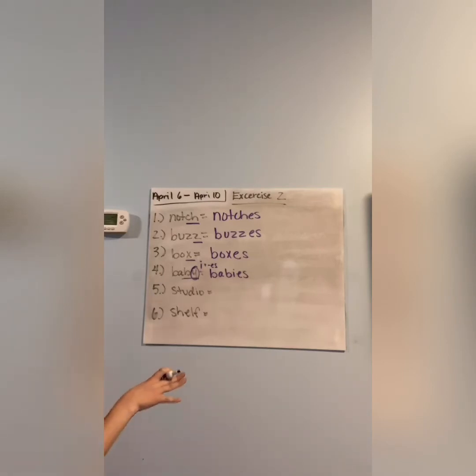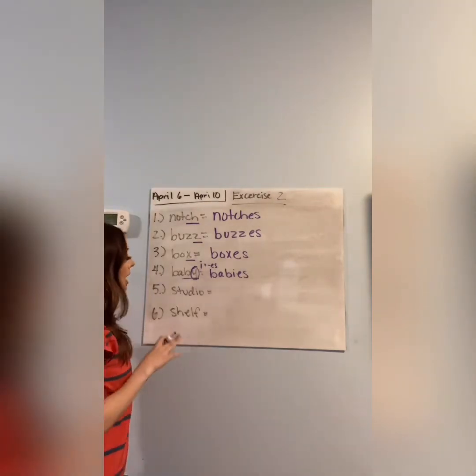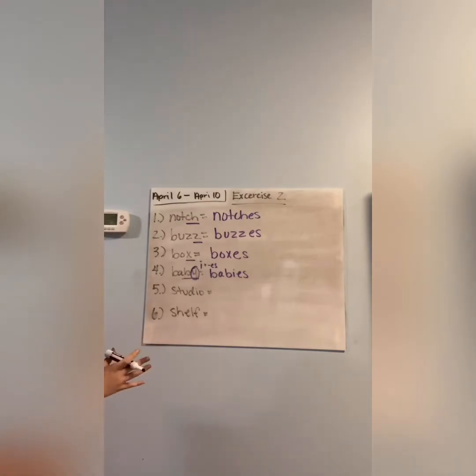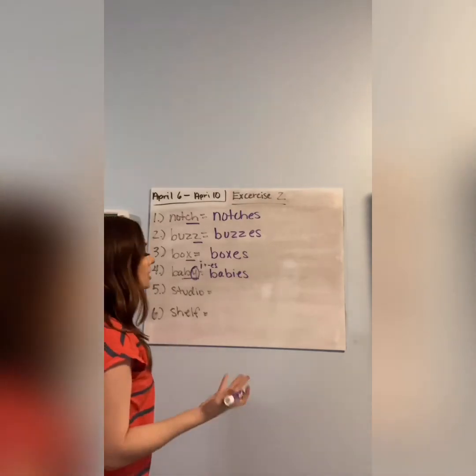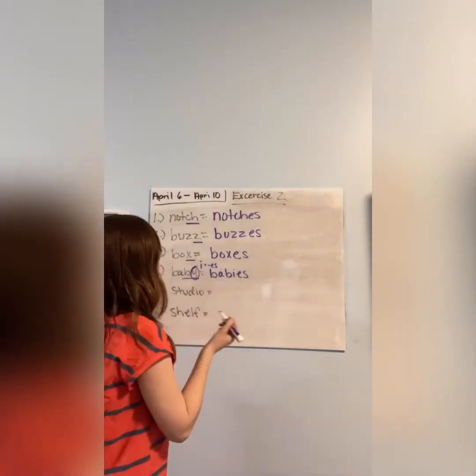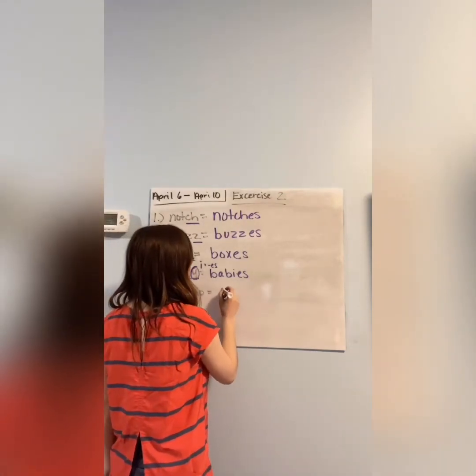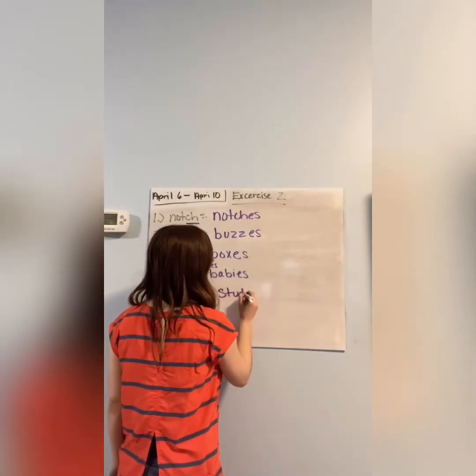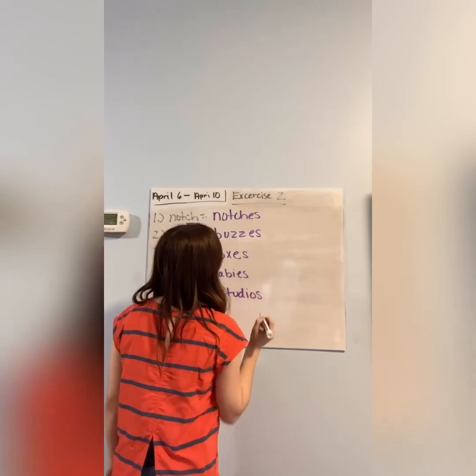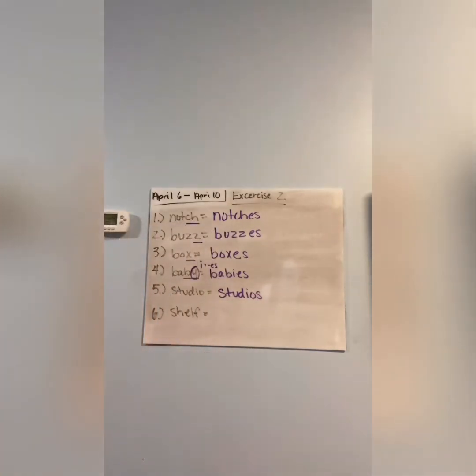Okay, number 5 is super simple. Studio, it just falls under most nouns, and so for most nouns, in order to make them plural, all we have to do is add an S. So studio becomes studios when we are making that word plural. All we did was add an S to the word studio.